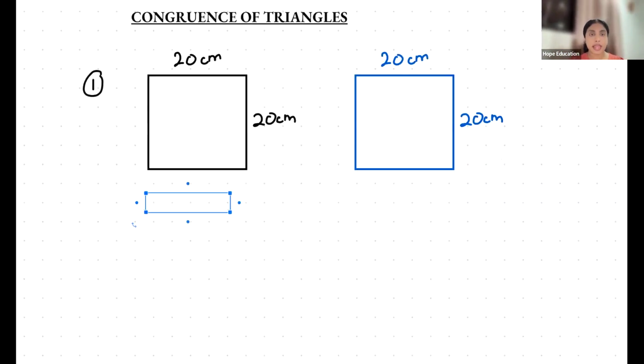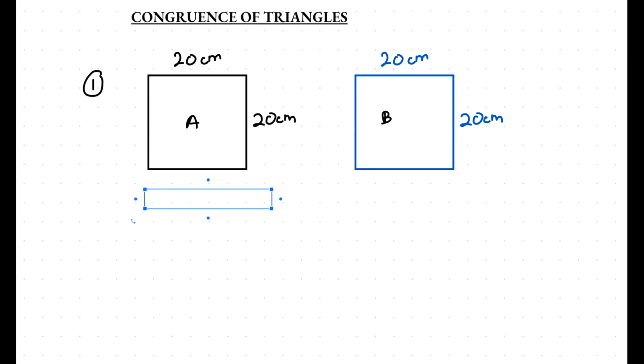I will call this A and I will call this B. So I can say that, don't write anything, I will change this note. A and B coincide with each other.